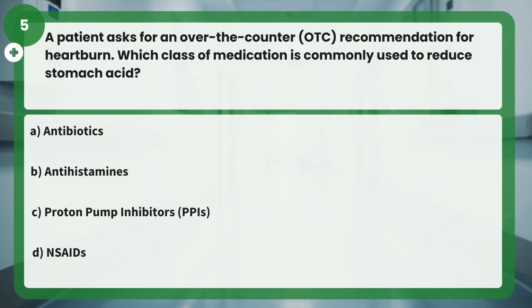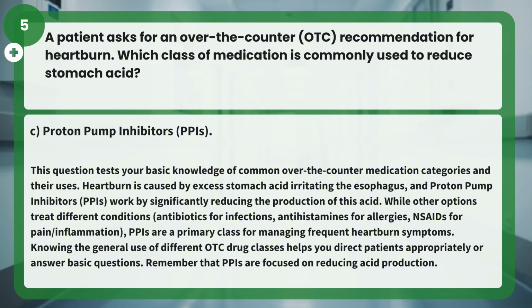Question 5. A patient asks for an over-the-counter, OTC, recommendation for heartburn. Which class of medication is commonly used to reduce stomach acid? A. Antibiotics. B. Antihistamines. C. Proton pump inhibitors, PPIs. D. NSAIDs. Answer: C. Proton pump inhibitors, PPIs.